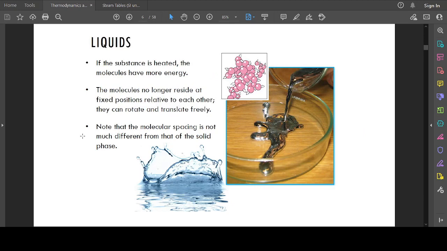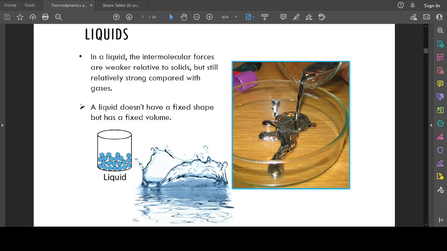Now, for the liquids, if a solid substance is heated, and the molecules have more energy, the molecules no longer reside in a fixed position relative to each other, and they can rotate and translate freely. So the intermolecular forces are now so weak that they cannot maintain a fixed shape or structure. Then the atoms can move freely. The major difference between the solid and the liquid is that the actual molecules can move freely, and because of that, it gives the liquid its property.